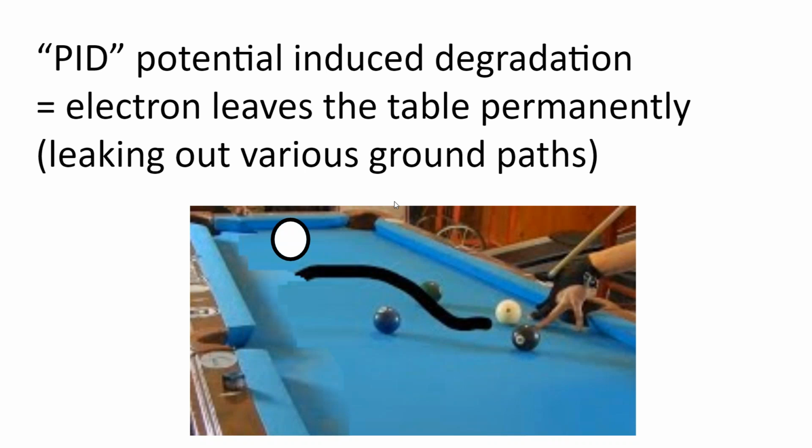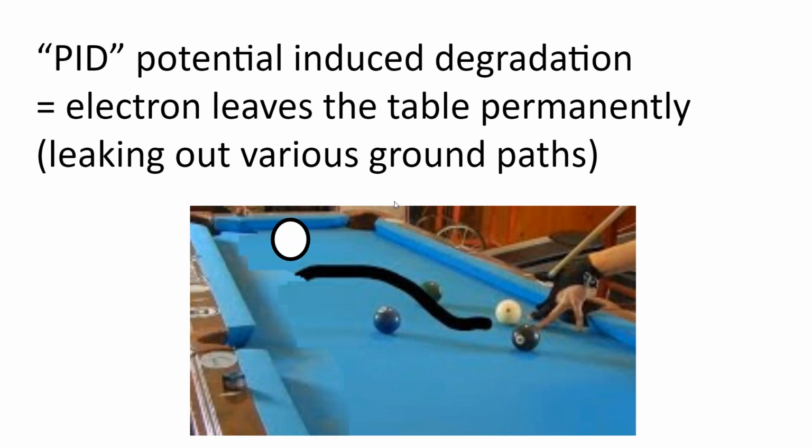Now, with PID degradation, the electrons can also leak out the frame. So a frameless module has less degradation than a framed module, although it's not worth losing the frame. The frame is very useful. Manufacturers have started to space the cells a little bit further away from that frame, and they have less PID degradation. It's like when you hit the billiard ball and the ball falls off the table. That's like PID degradation.